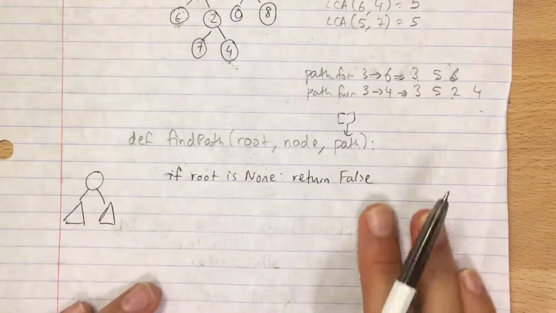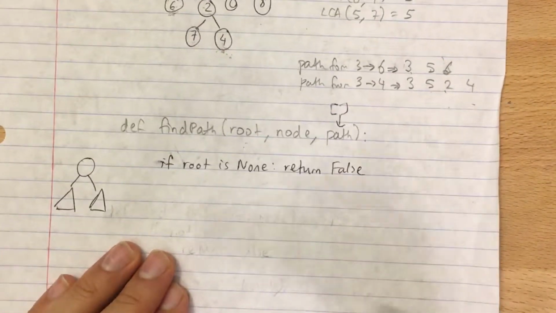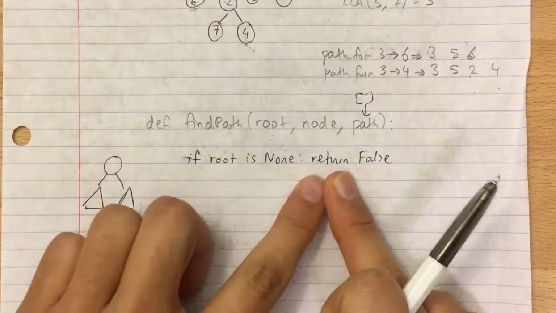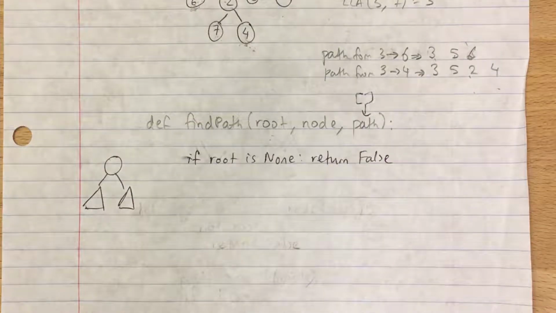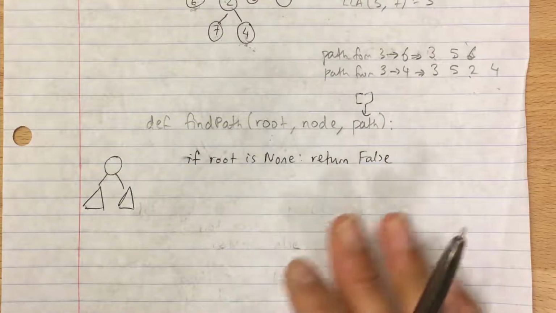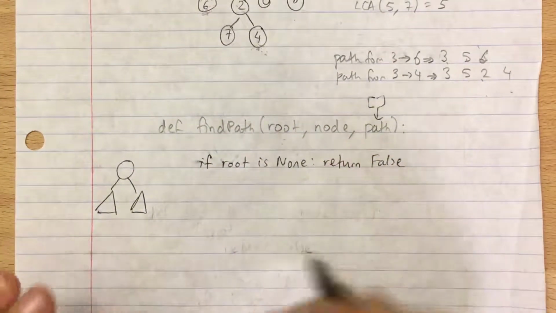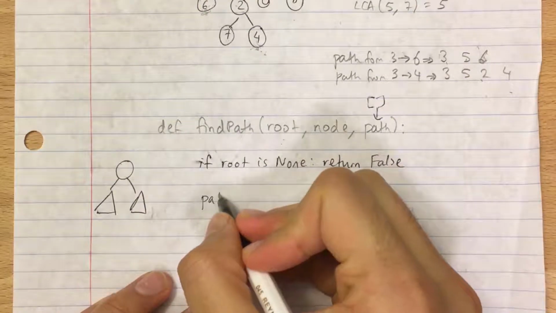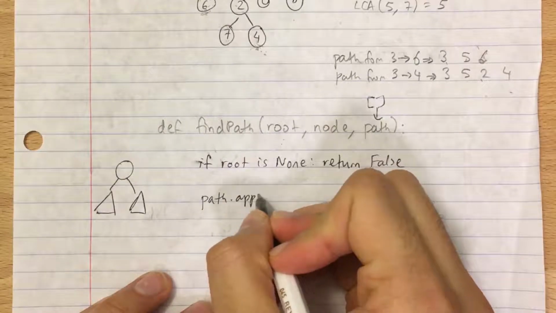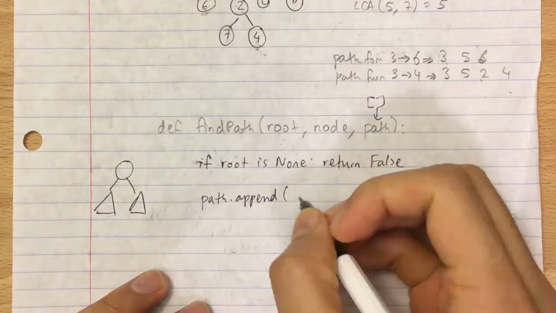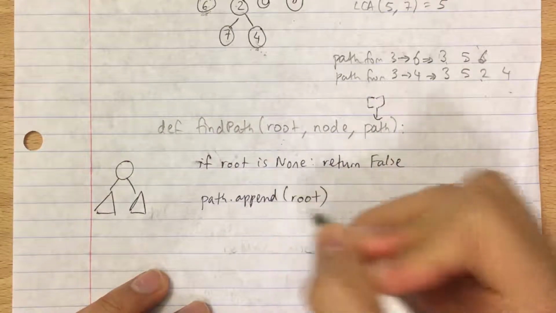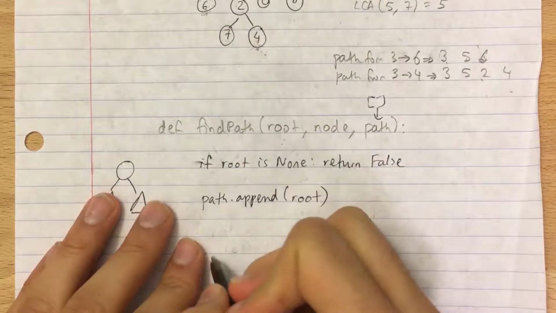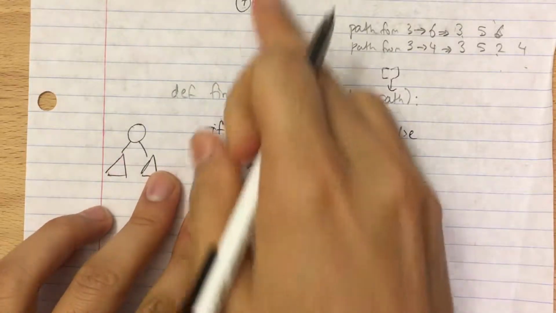Okay, so if that sounds complicated, it's not that bad. Let me show it to you how it's done. So if the root is none, then you return false. Okay, simple, right? If not, what we'll do is we'll add our given node, root, to our given path. Okay, and we do some searches here, so we'll add those temporary values here.